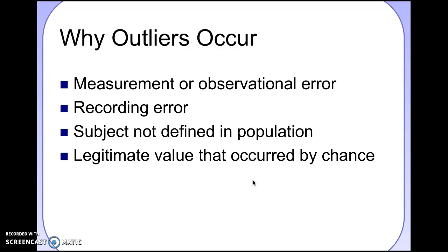Why outliers occur. There are a couple of different reasons why outliers may occur in our data. For example, there might be a measurement or observational error. Maybe there is a recording error. Possibly the subject was not defined in the population, or it's a legitimate value that occurred by chance.